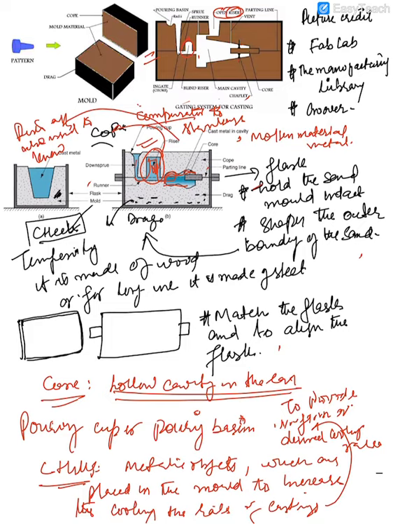So the main aim of the riser is to compensate for the shrinkage allowances and to know whether the casting has been completely filled or not. Risers are divided into various types like open risers, side risers, top risers, depending upon the function they have to do while casting.